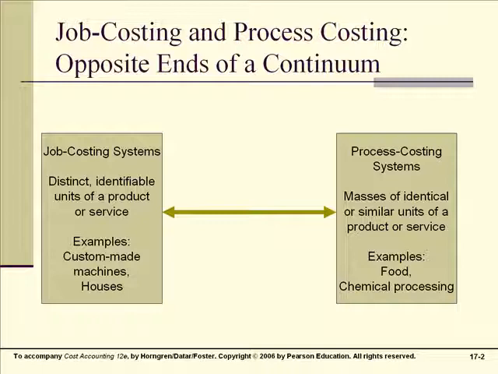On one hand, job costing systems are more involved with distinct identifiable units of a product or service. Examples would be custom-made machines, houses, a job shop would typically use job costing systems. Now on the other end of the spectrum we have process costing systems, and these are typically used where we are making a mass quantity of identical or very similar units of a product. Examples would be the chemical processing industry, food, probably pharmaceuticals would tend to use process costing systems as well.